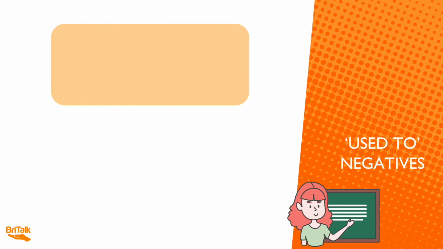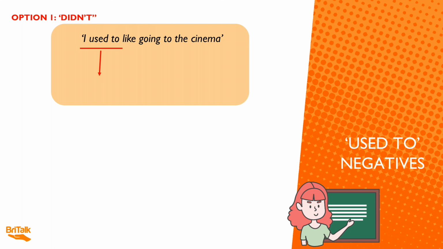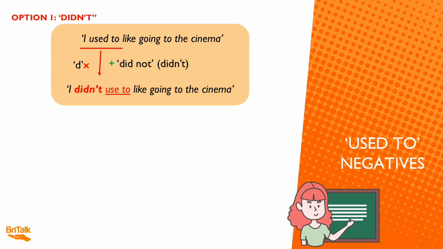Okay, so now I want to look at used to in the negative form, and there are two ways we can do this. So option 1 is to use the auxiliary verb in the negative, didn't. So let's take the example, I used to like going to the cinema. So we take I used to, but pay attention, we remove the D from the word used. And then we add didn't. So this becomes, I didn't use to like going to the cinema. But remember that word use has no D in the negative.